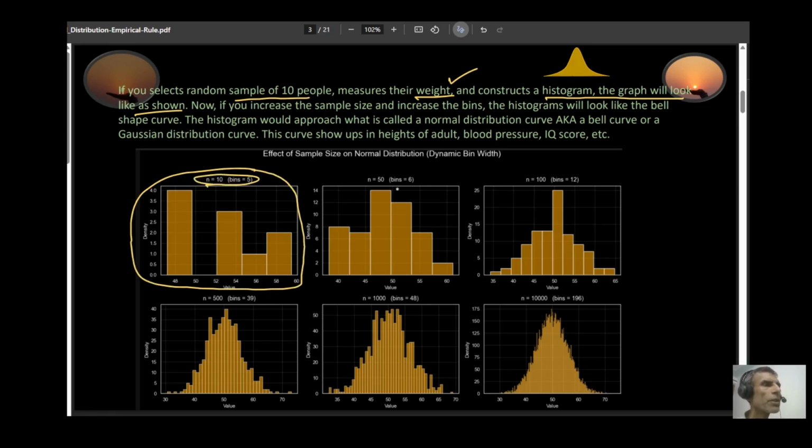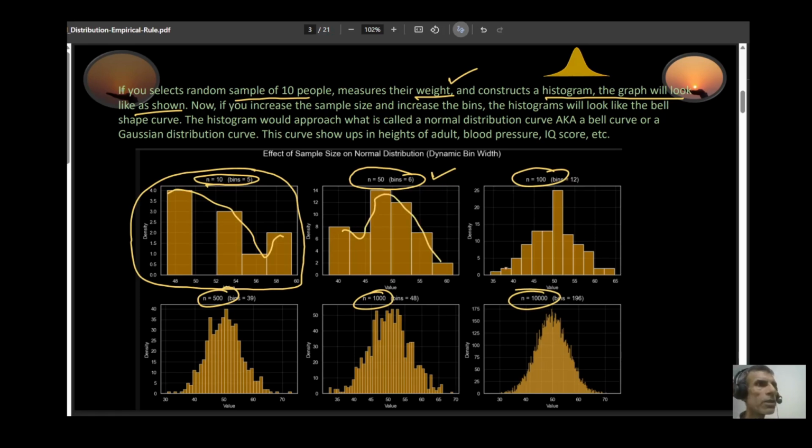Now what if you increase the number of samples from 10 people to 50 people? Well, this is how your histogram probably will look like. What about 100 people? And what about 500, 1000, and all the way up to 10,000? Now look at the shape of my histogram. This shape is kind of weird, doesn't have any particular shape.